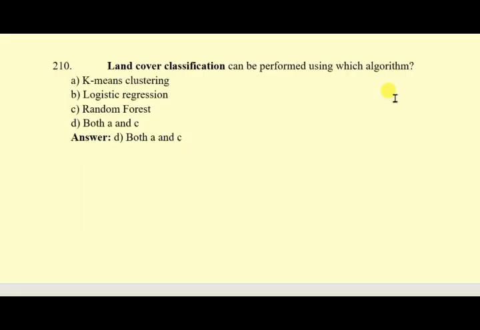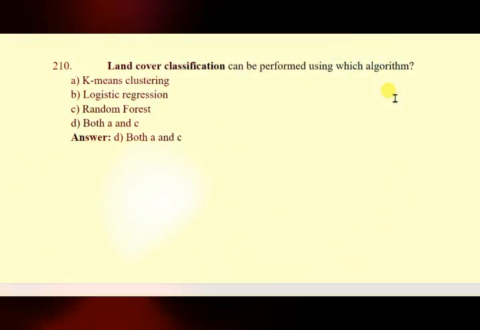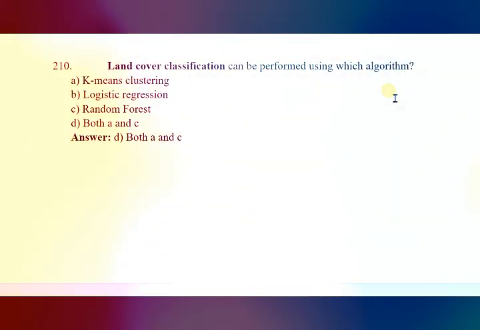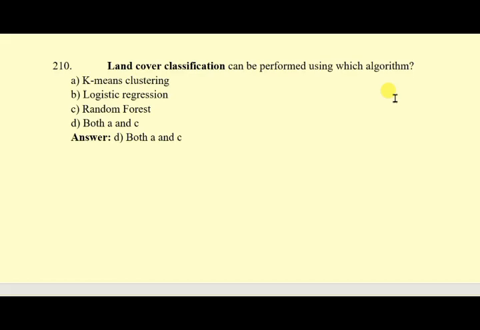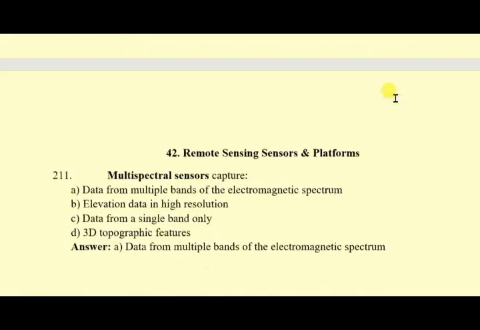Question 210. Land cover classification can be performed using which algorithm? K means clustering, logistic regression, random forest, both A and C. Here the right answer will be both A and C, means K means clustering and random forest.